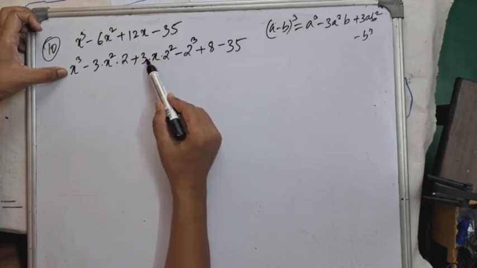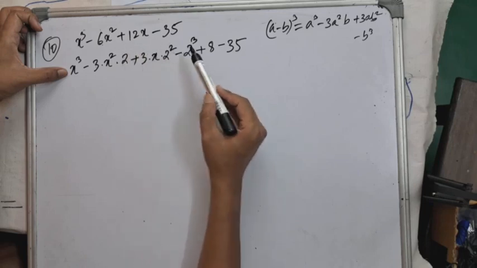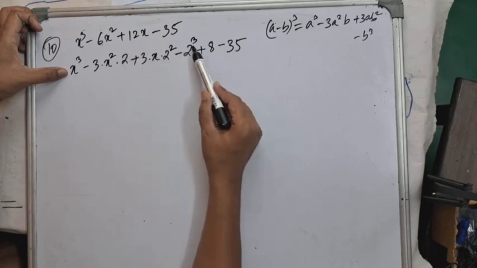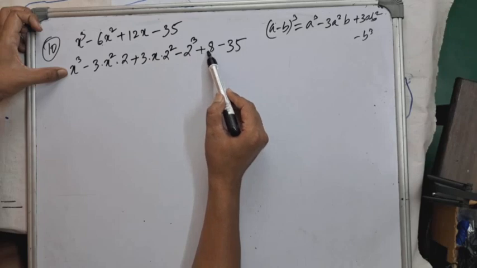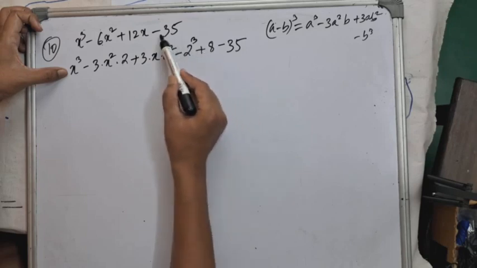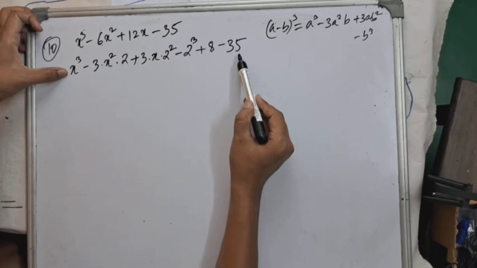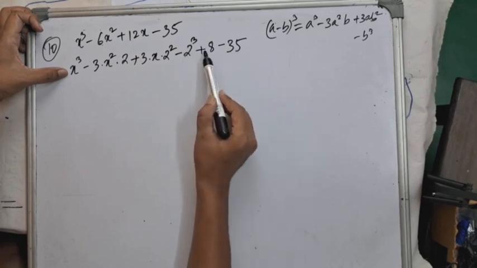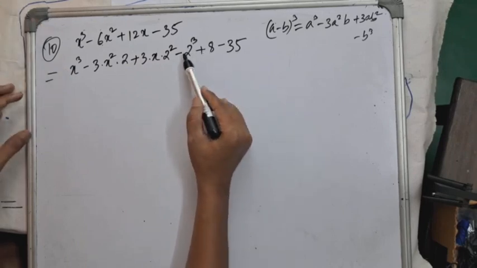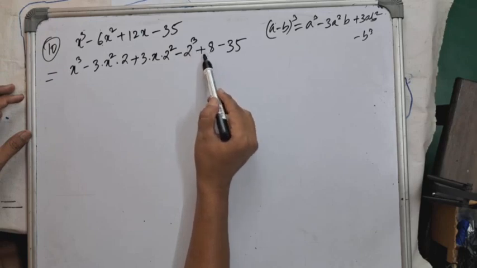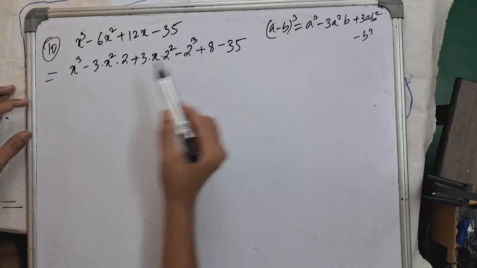4 3s are 12, 12x plus 12x. Okay, minus 2 cube is minus 8, and I wrote plus 8 as well, so minus 8 and plus 8 as a whole becomes 0. Now this minus 35, we have minus 35, so the value of this expression remains unchanged, isn't it? Minus 8 and plus 8 will become 0. Okay, I wrote this extra minus 2 cube and balanced it with plus 8.